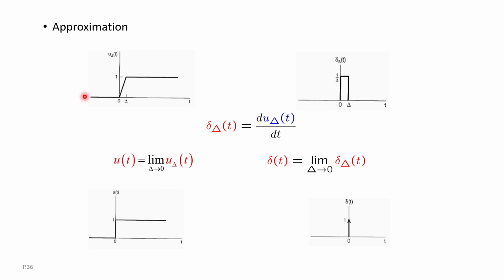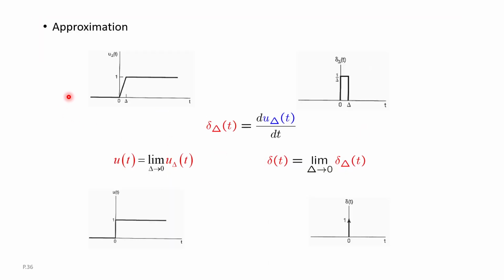If you take the differential of this thing, this part is horizontal, so it's 0, and this part is also 0. So the only non-zero part is this slope here, and you can easily see that the slope is 1 over delta, and it only extends from 0 to delta. So the area of this rectangle is 1. If you take the limit that delta goes to 0, then your height 1 over delta goes to infinity, and this width goes to 0, but the area stays the same all the time. The area is 1, and that's very important.